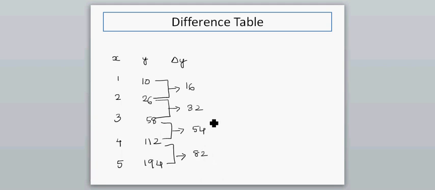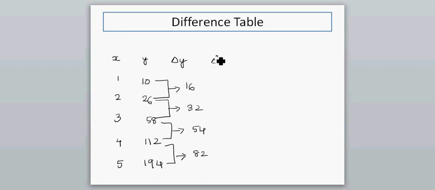First order difference is indicated by del y. The difference is simple, the difference between these two values, taken as y1 minus y0, not in the other way. 26 minus 10 you are supposed to take, it's going to be 16. Next 58 minus 26, which gives you 32. Next 112 minus 58, which comes as 54. Similarly 194 minus 112 will give you 82. These are first order differences.